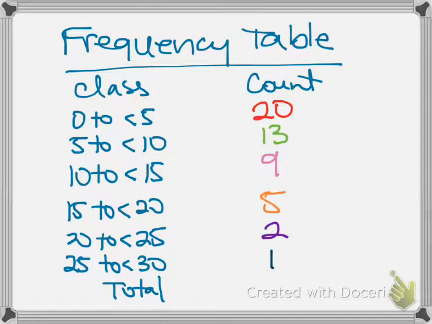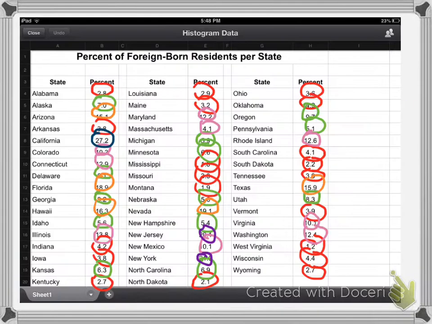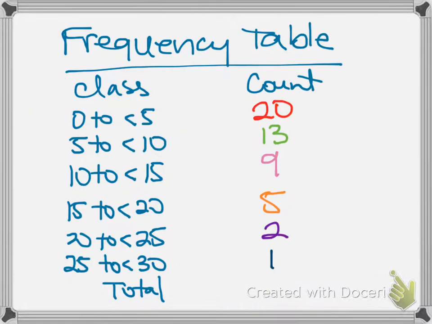Okay, so I've gone through our data and I have counted up all of the states that fall into our various categories. I did it somewhat systematically and tried to color code it. So it turns out that there are 20 states that fall into the first bin, 13 into the second, and so on. And as we saw earlier, California was the state with the largest percentage of foreign-born residents, and there's only California in that last and largest bin. So if we add up all the counts, we should have all 50 states accounted for.